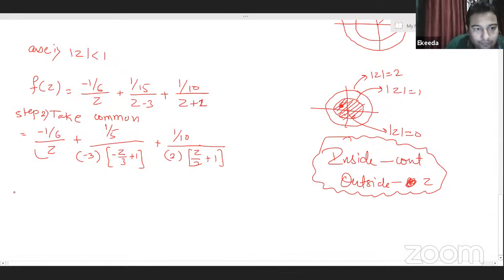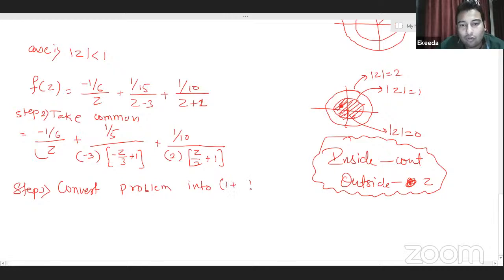Next step: convert the problem into 1 plus or 1 minus form. Convert the problem into 1 plus or 1 minus form. So see here, the first term will remain as it is throughout the solution. This is actually minus 1 by 15. I hope you understood. This is in the denominator, that is minus 1 by 15.